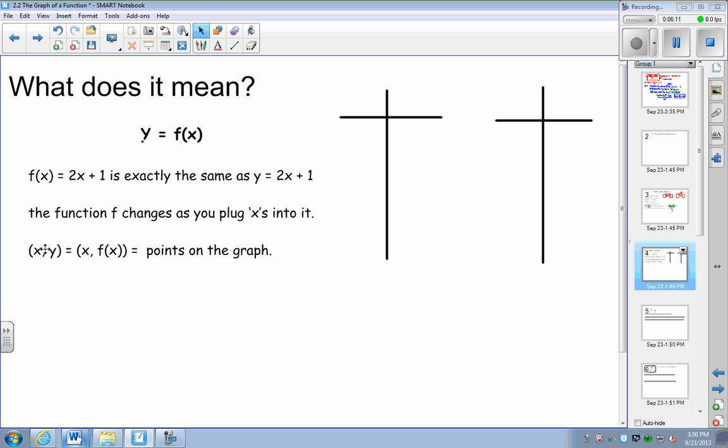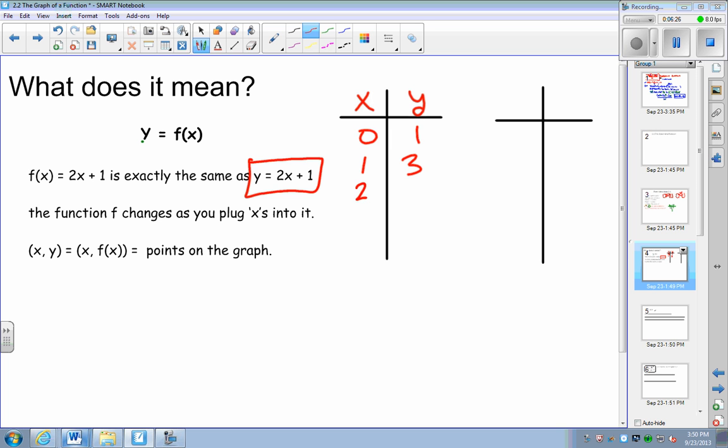So x, y points are the same thing as x comma f of x points. So what do I mean? You could have x's and y's for this one right here. You plug a 0 in, you get a 1. You plug a 1 in, you get a 3. You plug a 2 in, you get a 5, and so on and so forth.